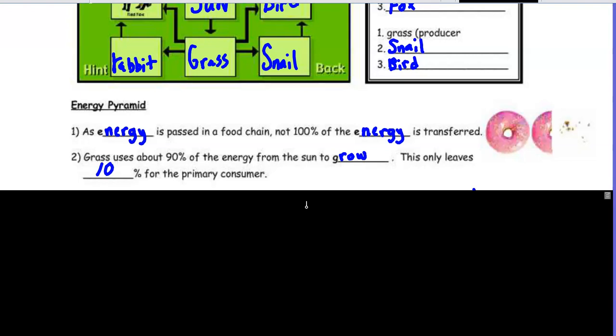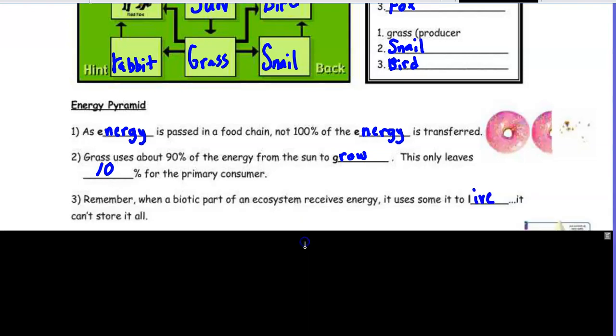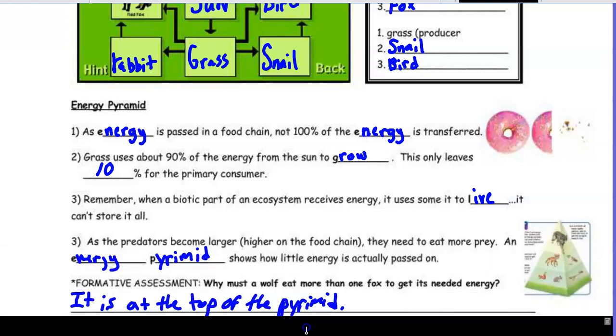That's why those consumers need to eat a lot of grass to gain the amount of energy they need to go about their day. Remember, when a biotic part of an ecosystem receives energy, it uses some of it to live. It can't store it all. So that's where the pyramid comes into play.